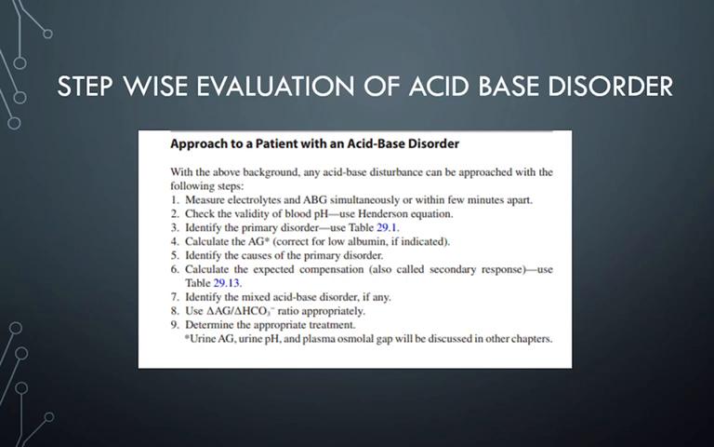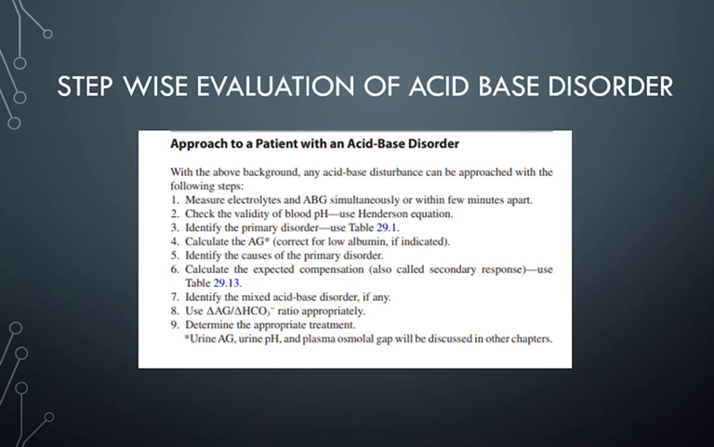And you have to check the validity of the blood pH using the Henderson equation. Then you have to identify the primary disorder. You have to calculate the anion gap, and the anion gap has to be corrected if the albumin is low. Then you have to identify the causes of the primary disorder. You have to calculate the expected compensation or the secondary response. In the clinical scenario, it is called compensation, but in physiology, it is called a secondary response. And you have to identify the mixed acid-base disorder, if any.